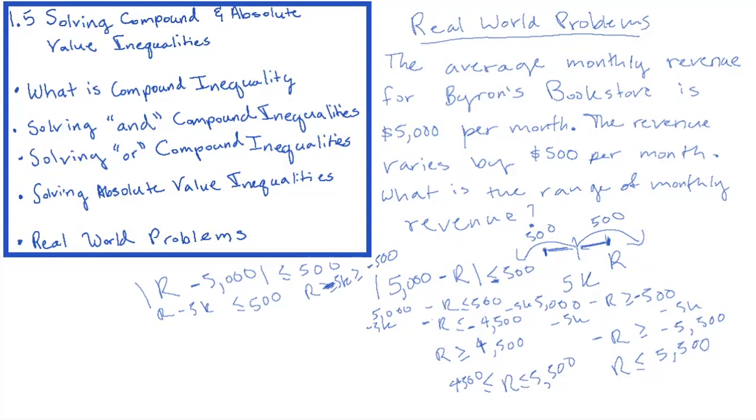Once again, remember you flip the sign and you make this negative. So if I'm adding 5K to both sides, I end up with R less than or equal to 5,500. And of course, if I add 5K to both sides in this case, I'll end up with R greater than or equal to 4,500, which of course turns out to be the exact same thing as this.